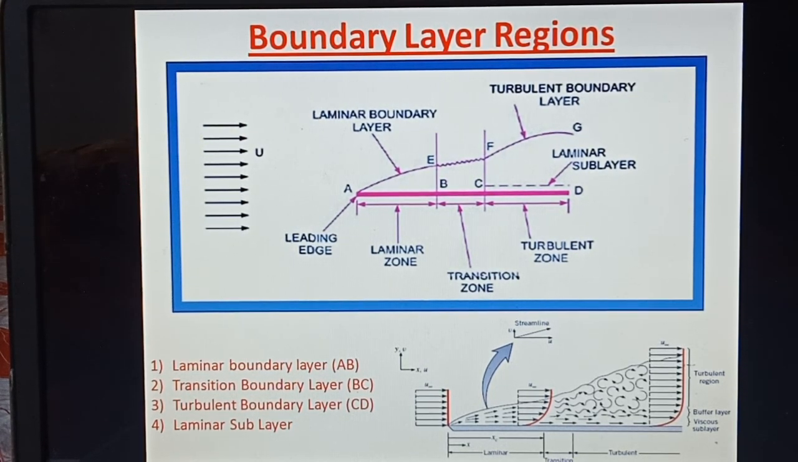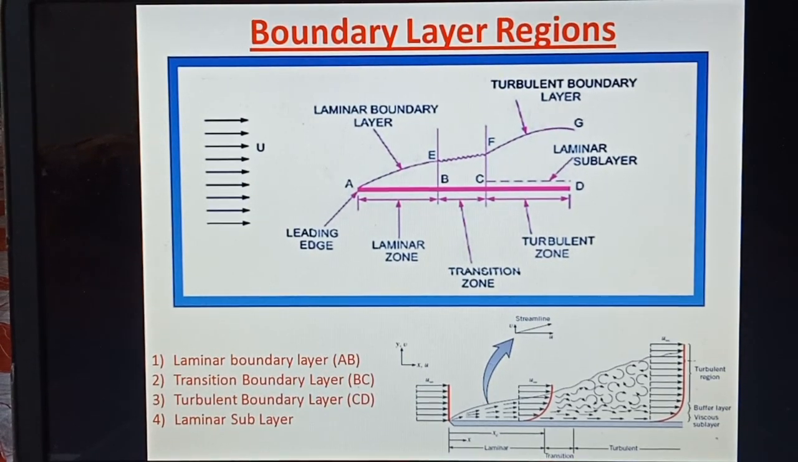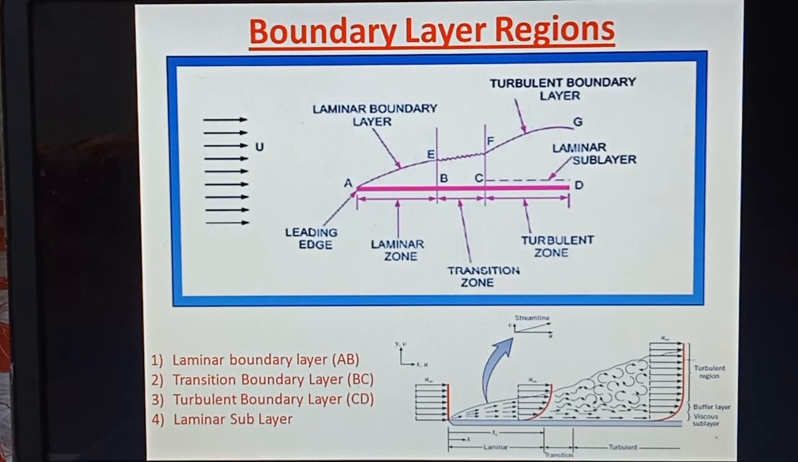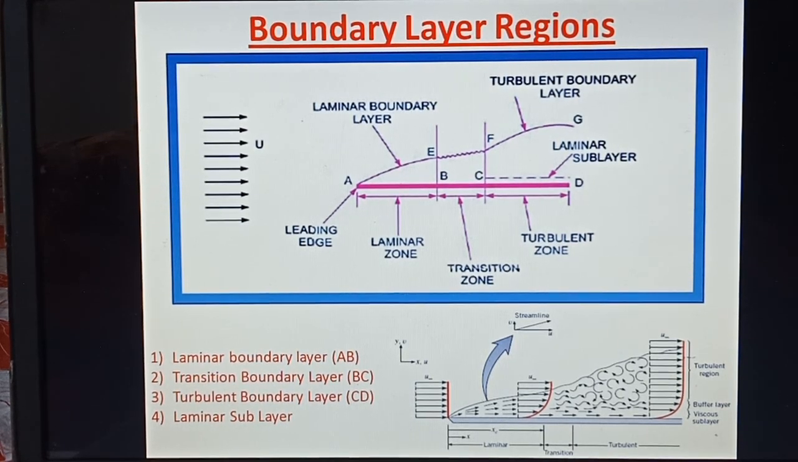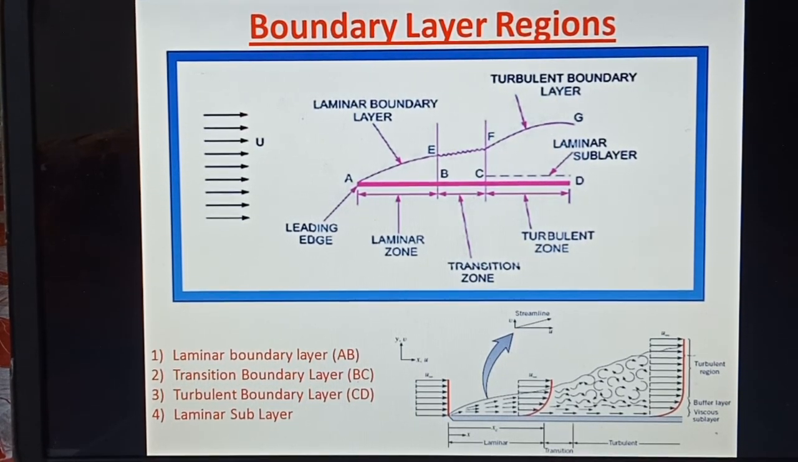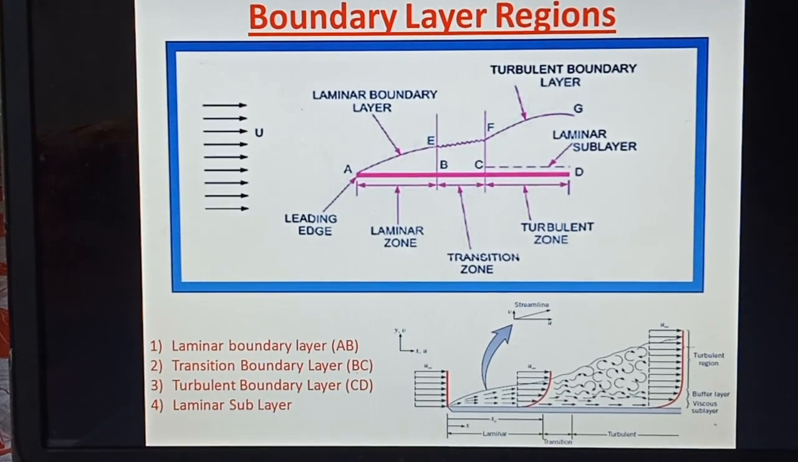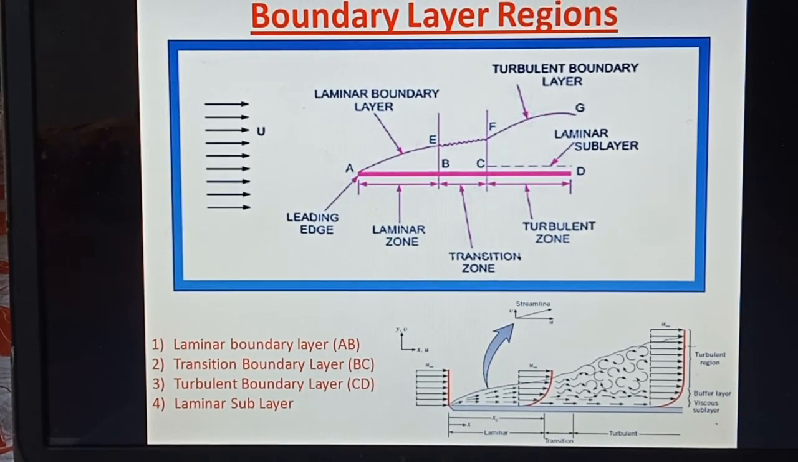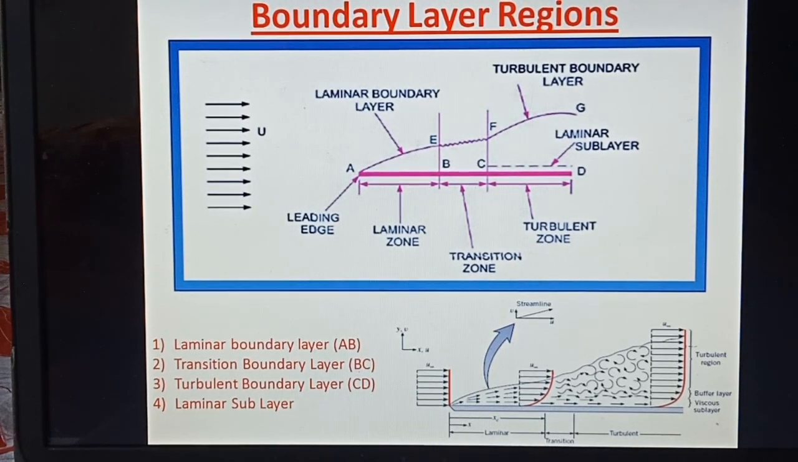And further downstream from point C, the fluid motion becomes unstable, there is a large variation in velocity from 0 to maximum, therefore the velocity gradient increases, shear stress increases, the fluid is further retarded in between C to D, and that's why we call that zone C to D a turbulent boundary layer. In this turbulent boundary zone, we can see one dotted layer in between C to D. That dotted layer is called a laminar sublayer.